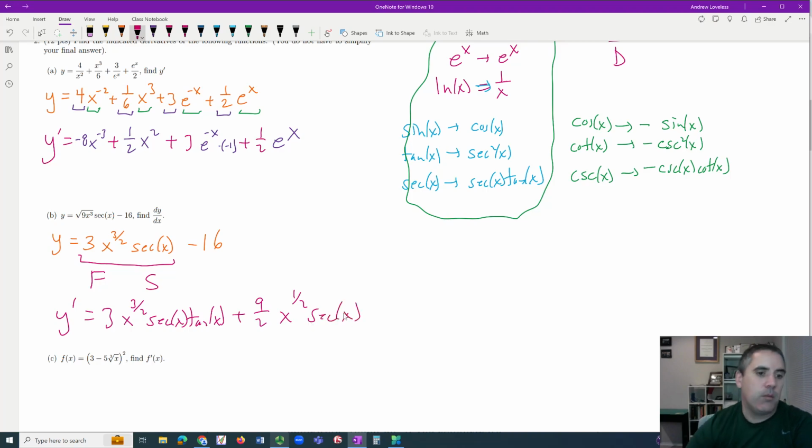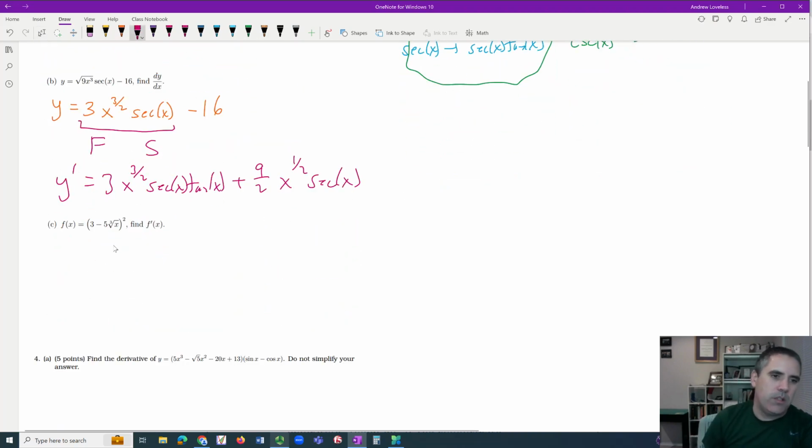And this needs to become routine. Next one, what do we do? Product, quotient, or chain. You could expand, but the chain rule takes care of it right away. The chain rule says you're taking the derivative of something that's squared, and the derivative of something that's squared is 2 blank to the 1. Then you take the derivative of the inside.